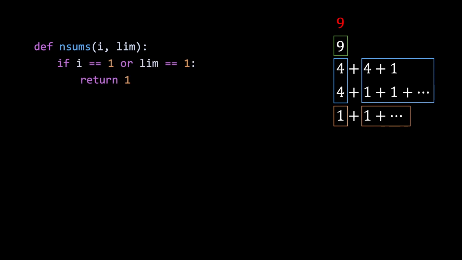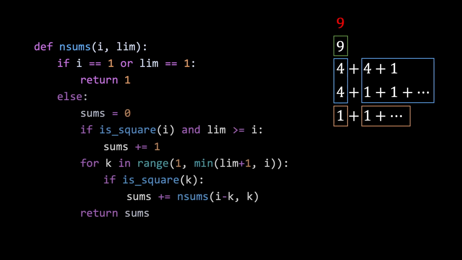If the number or the limit is 1, we know that there's only one sum, in other words, 1 plus 1 plus 1 plus 1 and so on. Otherwise, we can employ the recursive relationship which we have just discussed. If the number is a square and we are allowed to use it as the first element in the sum, we increase the sums by 1. This latter check is important because in a scenario where we want to compute the number of sums of 9 with 4 as the limit, we should not take 9 itself into account.